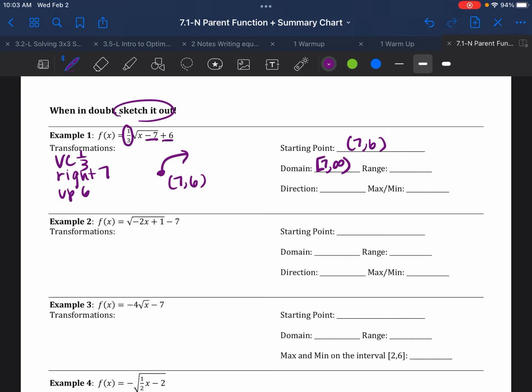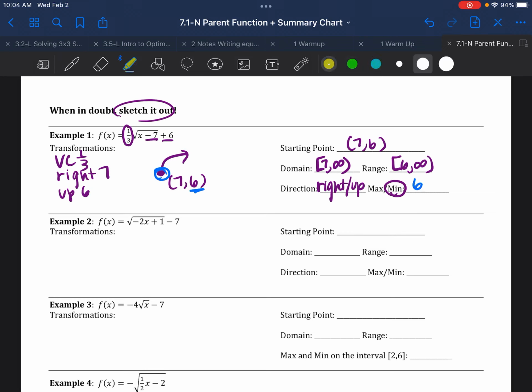For the range, it's starting at 6 and going up. And so 6 to positive infinity. 6 gets a bracket, infinity gets a parenthesis. And so that's where the direction is helping us. It's going to the right, that helps us with domain. It's going up, that helps us with the range. And so this function, without any interval cutting it off, has a minimum. That minimum is this starting point at 6.